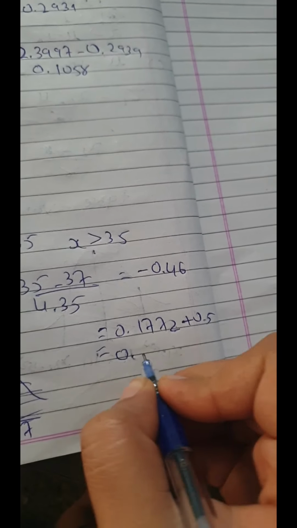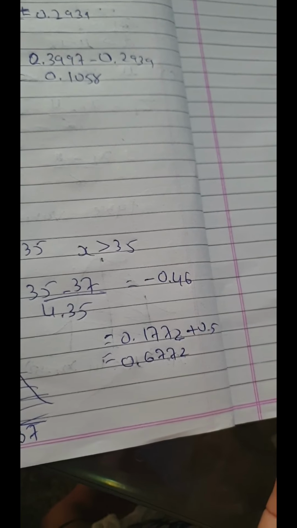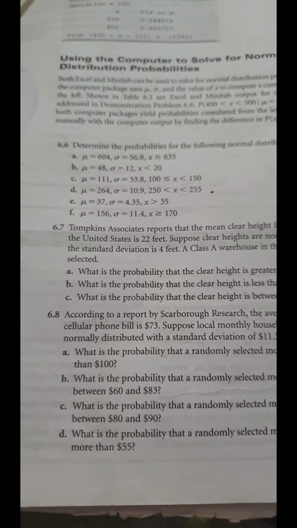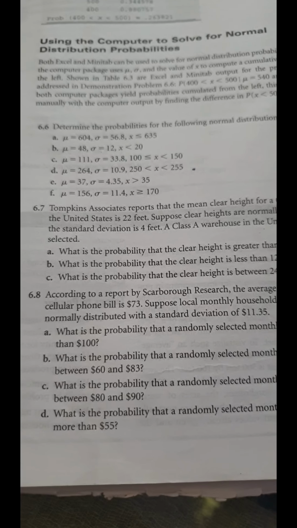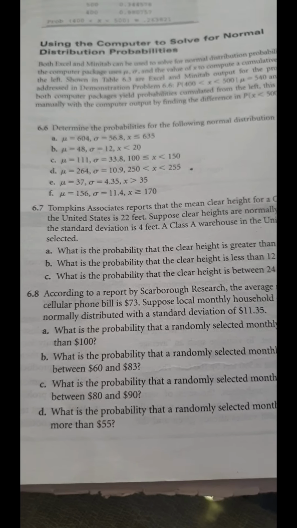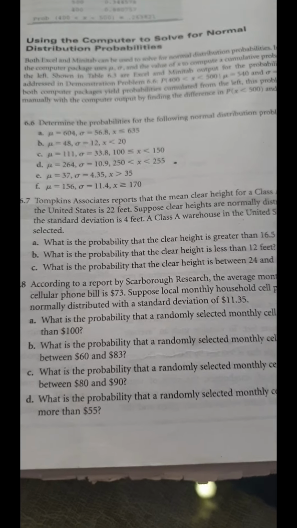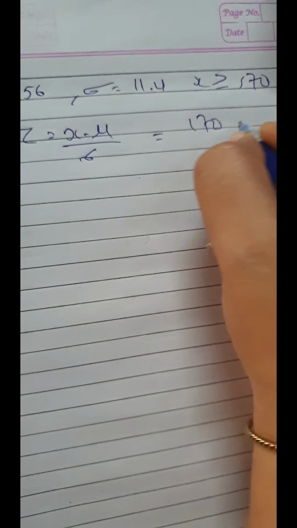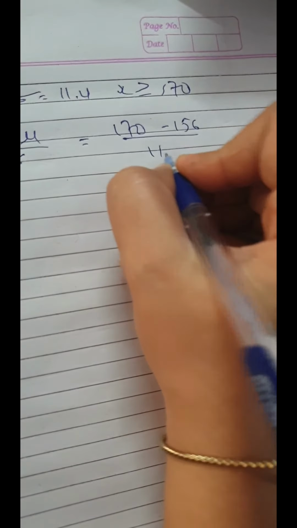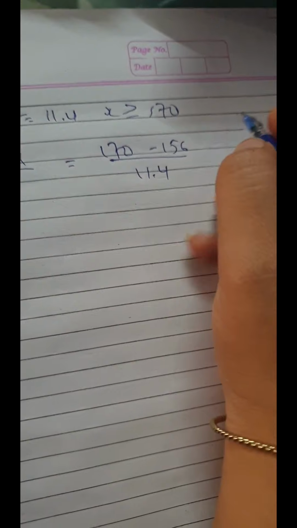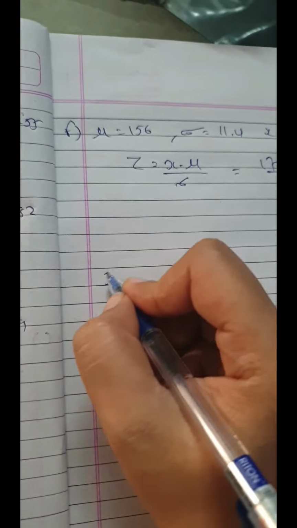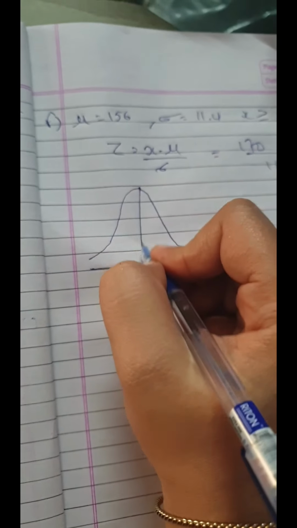So your answer will be 0.6772. Last, F. Mu equals 156, standard deviation 11.4, x greater than or equal to 170. So z equals x minus mu upon standard deviation. Your x is 170, 170 minus 156 upon 11.4. So it is 1.23.